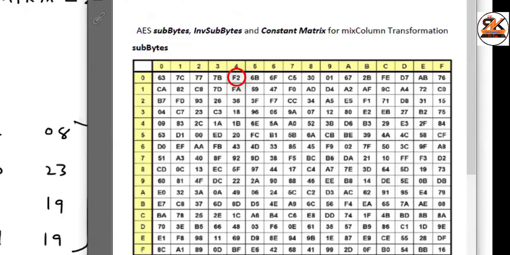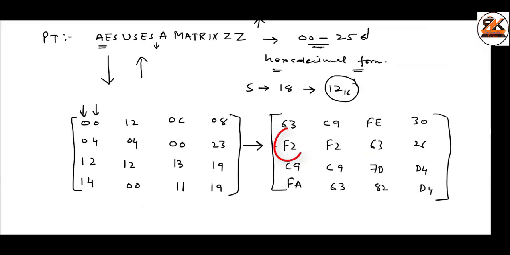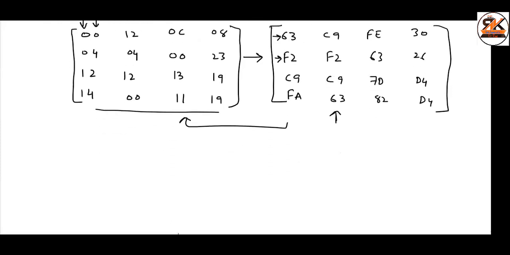So it has to be replaced with the F2. So here we are replacing it with the F2. First is replaced with the 63, and so on. I have replaced all these values by looking into the sub byte table. And when you look into the inverse sub byte table, you have to look this matrix in that inverse sub byte table, and you will get back this plain text matrix that is in the decryption process. So this is how the substitution is done.